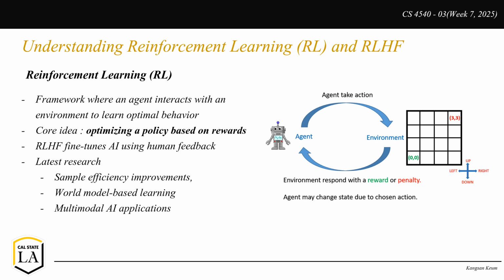But more recently, RLHF has become a crucial method in training AI models like ChatGPT. So what exactly is RLHF? Instead of relying only on predefined reward functions, RLHF incorporates human feedback into the learning process. This makes AI responses more natural, aligned with human preferences, and contextually relevant. Today, we'll explore how reinforcement learning works, its underlying mechanics, and how RLHF is shaping the future of AI.